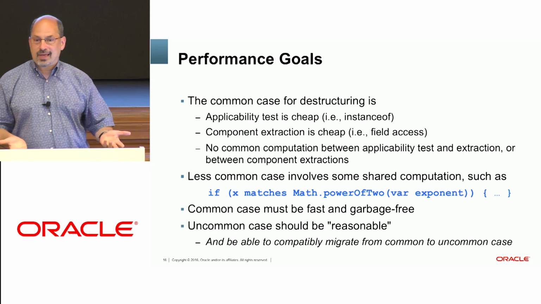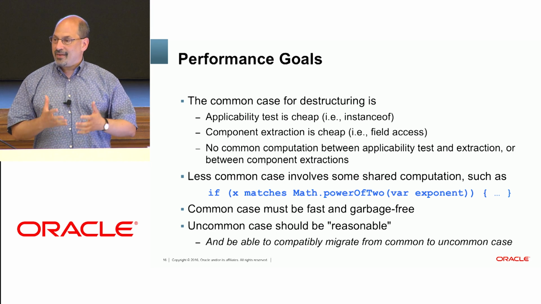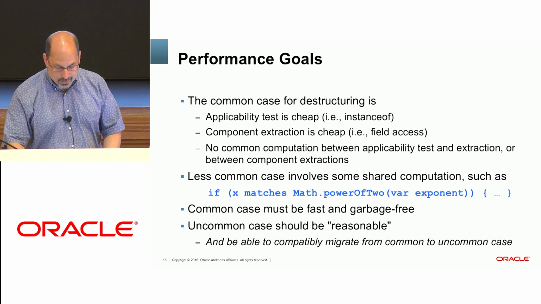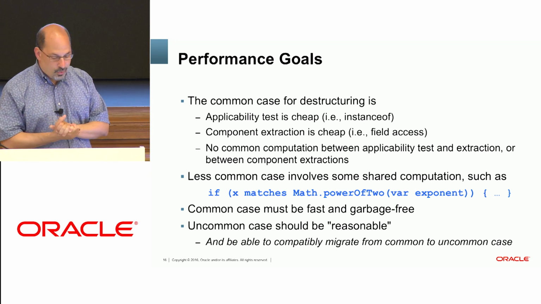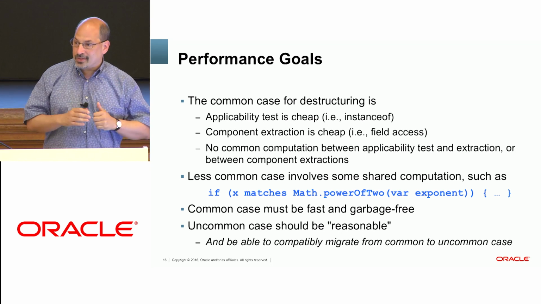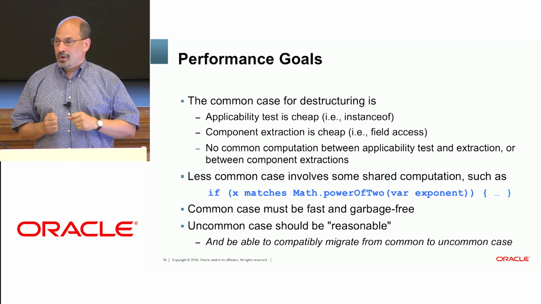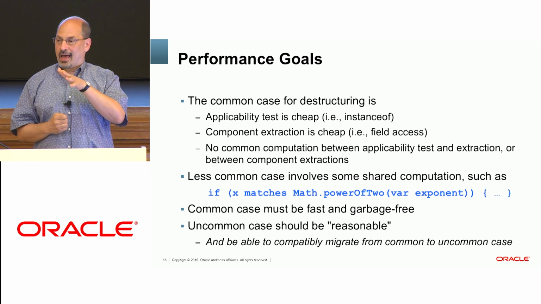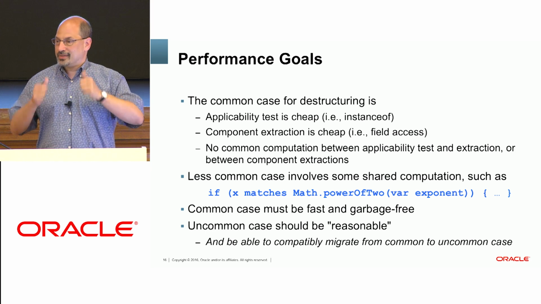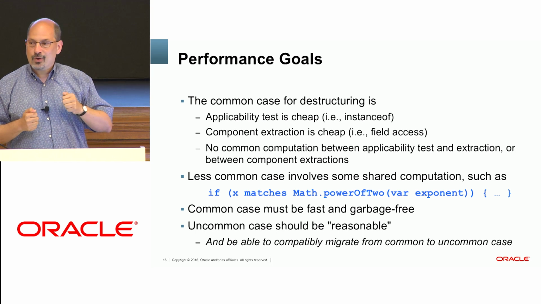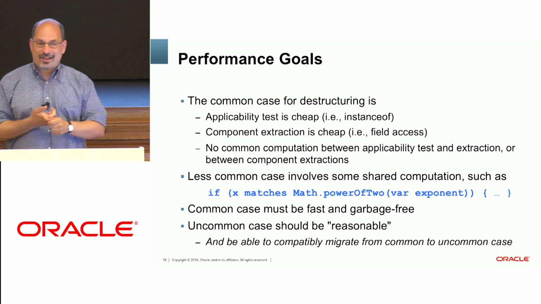And then we want to make sure that the less common case, which is a more sophisticated test or having common computation between the components, is something that is reasonable. Okay, so here's an example of the less common case, where if you want to know if something's a power of 2, well, you keep dividing it, and for as long as you keep getting 0 remainder, you keep dividing it until you get down to 1, and you say, yay, it's a power of 2. And then, okay, what's the exponent? Oh, damn, I should have been counting as I was dividing, shouldn't I?